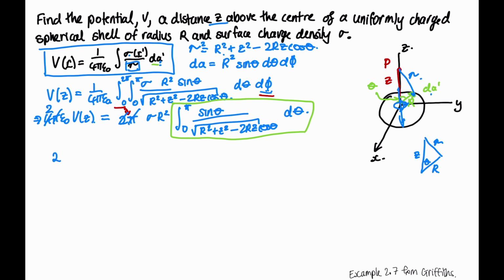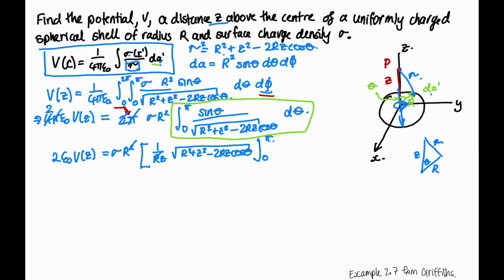So let's substitute in the value for that on the next line. So we've got 2 epsilon naught, the potential as a function of z, is equal to sigma r squared. And then this standard integral here is equal to 1 over rz times the square root of r squared plus z squared minus 2rz cos theta. And that's going from 0 to pi. And so now what we can do is substitute in our limits. Oh, but first there's a little bit of simplification. We can get rid of that r there.